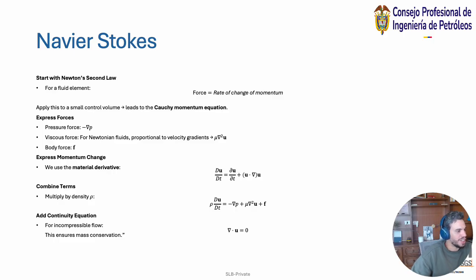So the pressure force is the negative direction pressure gradient. The viscous force, for Newtonian fluids, is proportional to velocity gradients. And finally, you have the body force. Then you want to express the change in momentum, and there you're using a material balance equation, or the material derivative, which is displayed below.